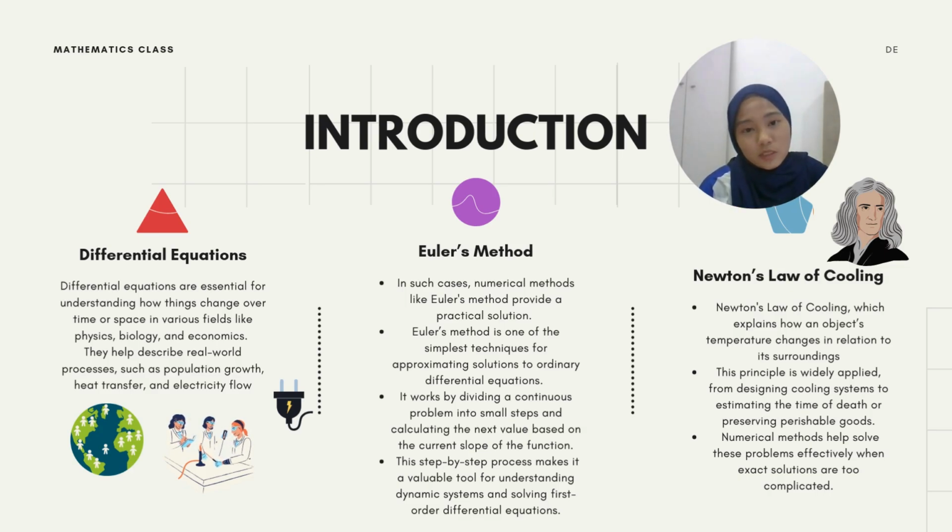One of the examples that use Euler's method is Newton's law of cooling. Newton's law of cooling explains how an object's temperature changes in relation to its surroundings. This principle is widely applied from designing cooling systems to estimating the time of death or preserving perishable goods. Numerical methods help solve this problem effectively when exact solutions are too complicated.